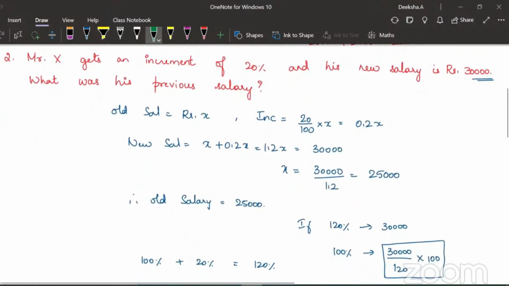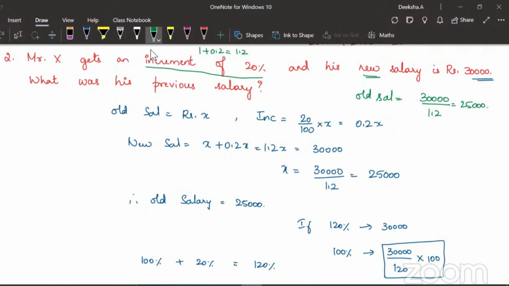Here, 30,000 is given, which is the new value. We are supposed to find the old value. So old value or old salary is equal to new value divided by increment of 20%, which means 1 plus 0.2, which gives you 1.2. So divided by 1.2, you will get 25,000. Everyone understood this?